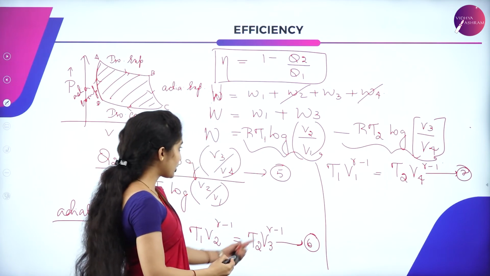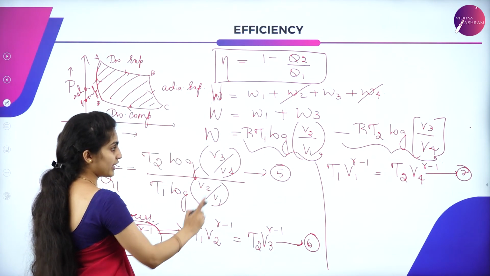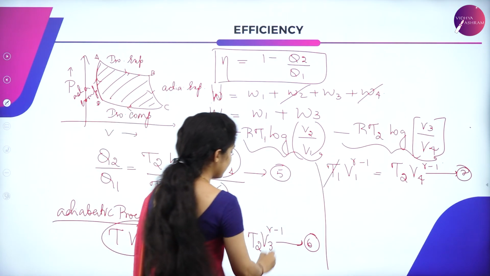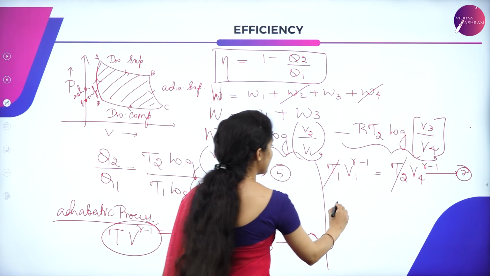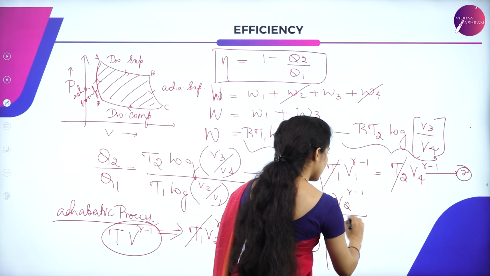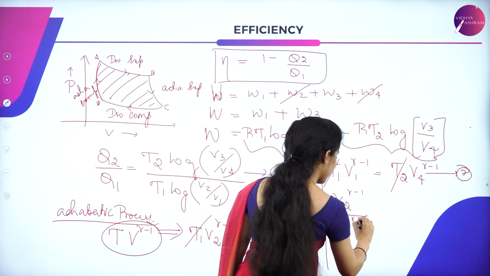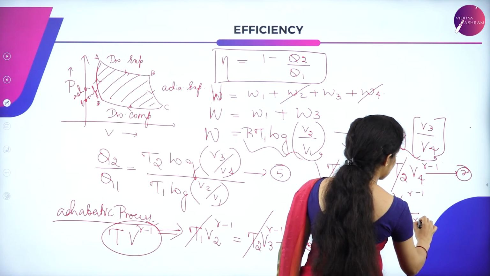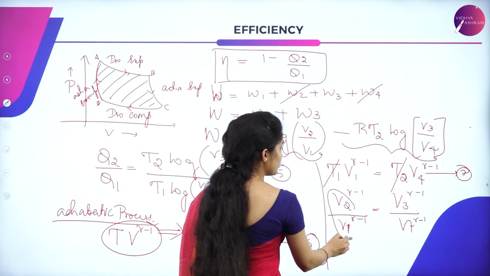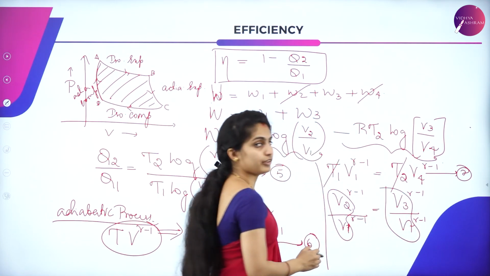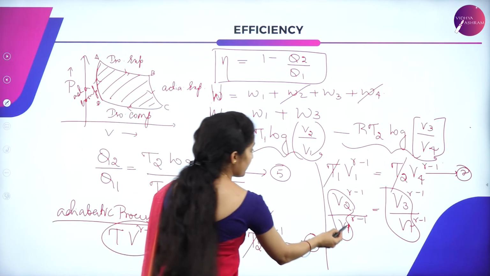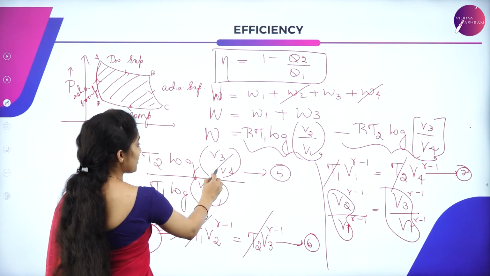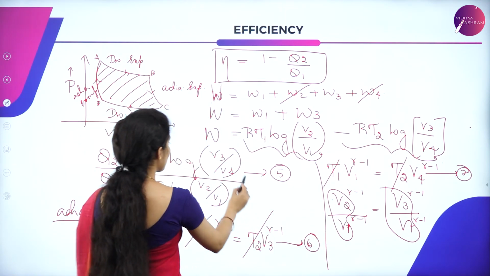Equating equations 6 and 7, that is on dividing both equations, T1 gets cancelled with T1, T2 cancels with T2. So what remains is V2^(gamma minus 1) divided by V1^(gamma minus 1) is equal to V3^(gamma minus 1) divided by V4^(gamma minus 1). Finally what remains is V2 by V1 and V3 by V4, so V3 by V4 is the same as V2 by V1. So I can equate for this.